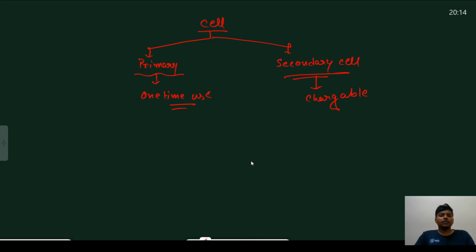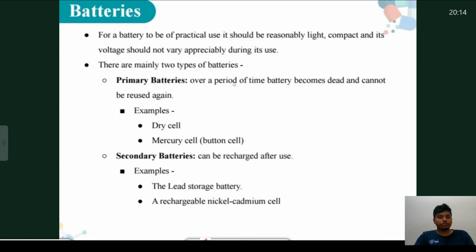We learn different types of primary cells and different types of secondary cells. Cell means battery, right? Cell means this whole electrochemical reaction where it is going on. Primary batteries means over a period of time the battery becomes dead and cannot be reused again. Examples: dry cell, mercury cell, button cell. Some phones have small button type cells, that is also a primary cell, mercury cell. Secondary cell means lead storage battery or nickel cadmium cell.